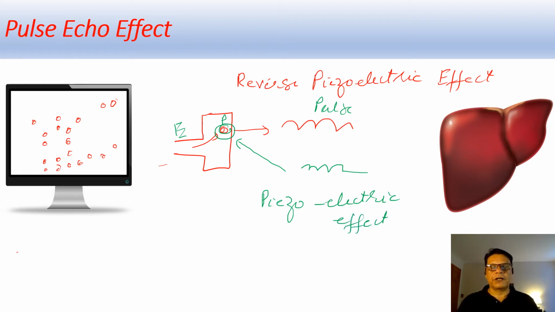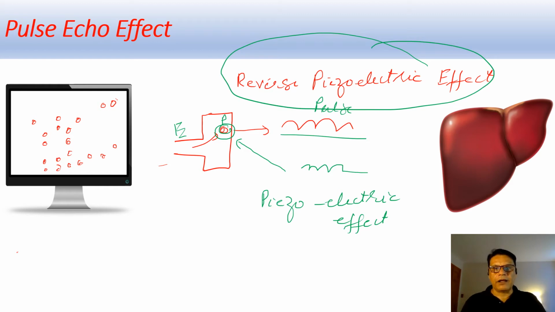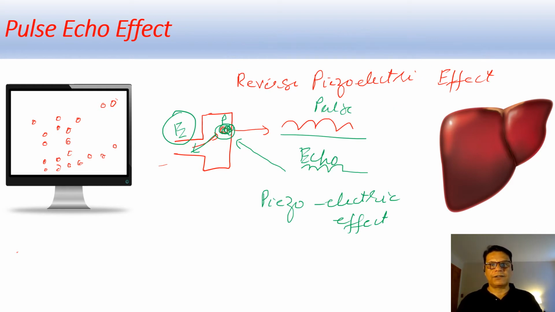So a transducer generates, sorry, generates, not emits, these pulses on the principle of the reverse piezoelectric effect, and echoes are received back by these piezoelectric crystals, and conversion of these echoes into electrical current is called the piezoelectric effect. So never be confused about what process is what.